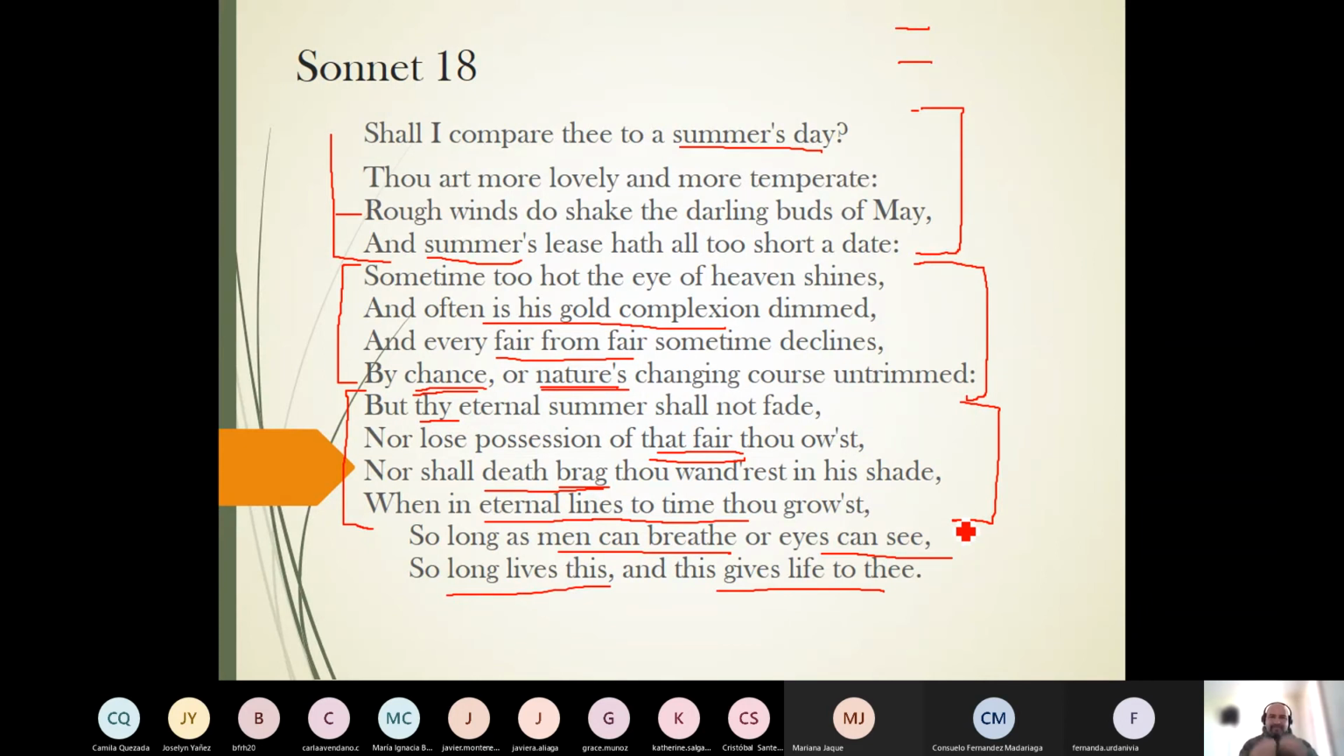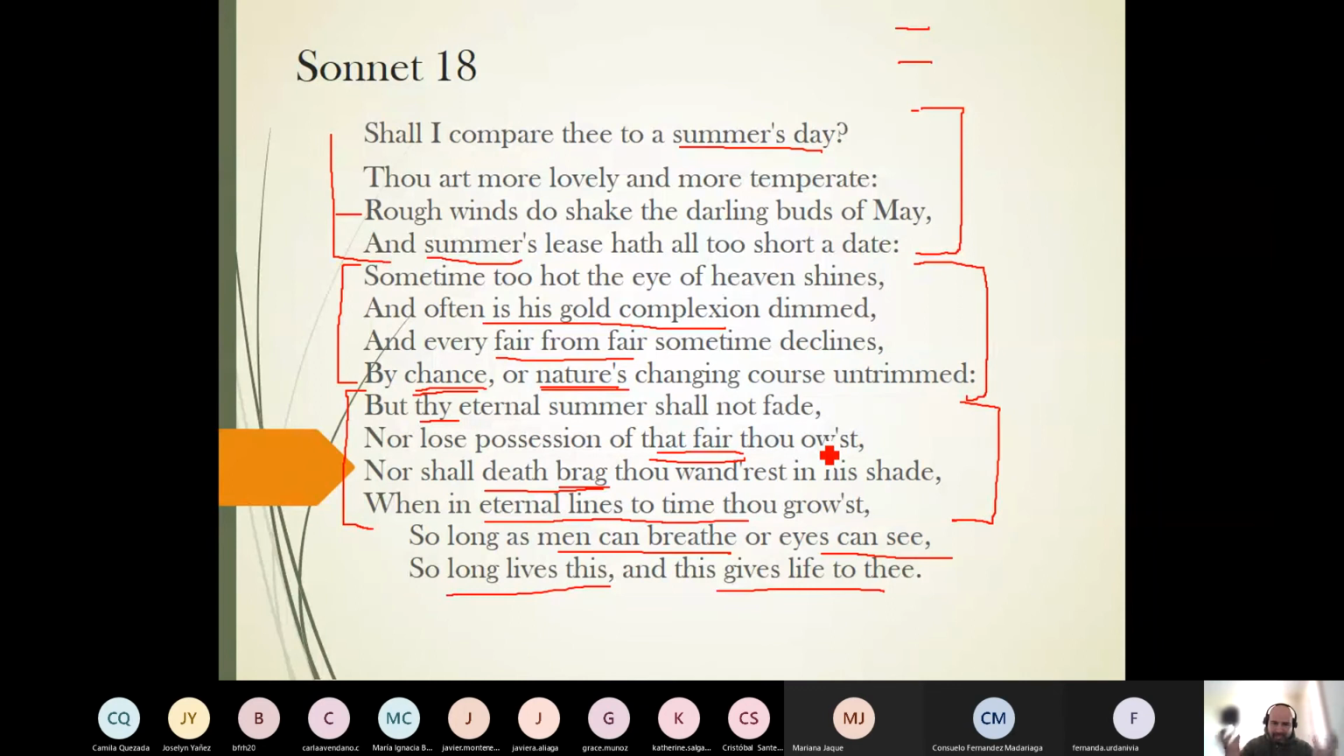Okay, the lover is compared to a summer's day, but then, no, not a good idea. Second quatrain, because a summer day can be too hot. It fades, beauty fades, by nature or by chance, right? And the twist is proposed in the third quatrain, right? That the lover, the person you love, will not die, right?